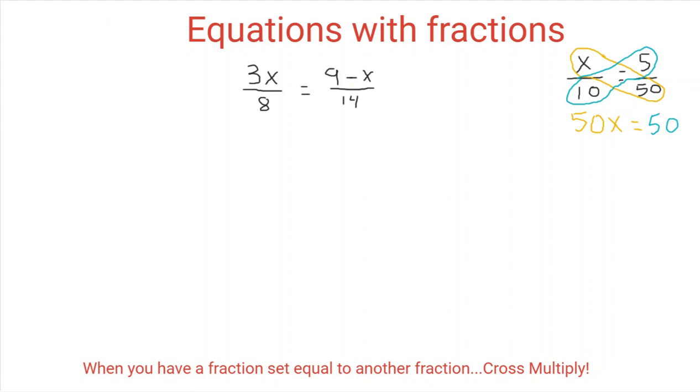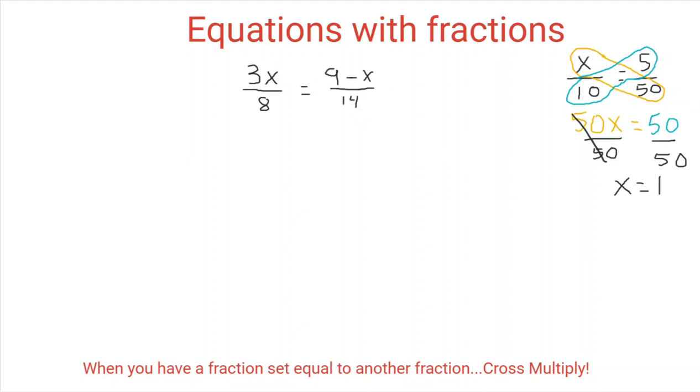And then you would solve it like a regular equation. You would divide by 50 to get x by itself, and 50 divided by 50 on the other side to keep your equation equal. So 50 divided by 50 gives us 1, so we have 1x, and 50 divided by 50 equals 1, so x equals 1. When you have an equation where there are x's on both sides, you can solve it the exact same way.